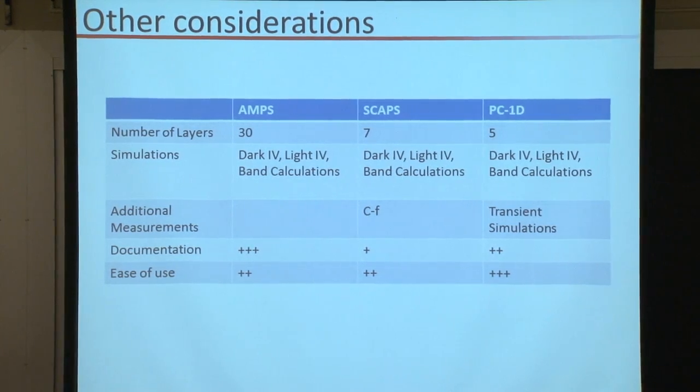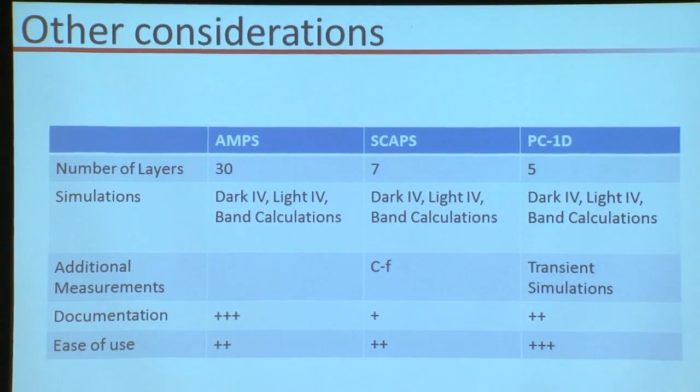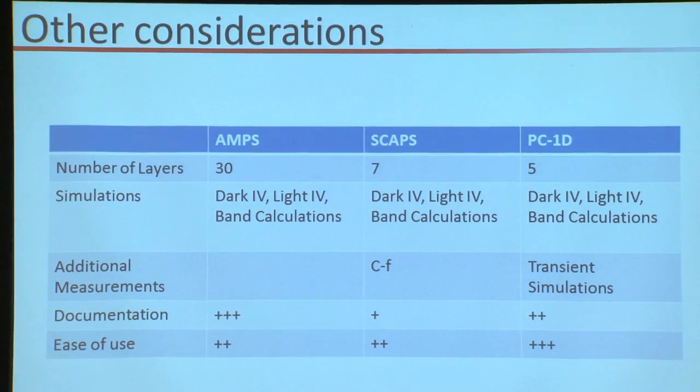Other considerations include the total number of layers that you can simulate. AMPS has an advantage in that you can simulate up to 30 layers. So if you have graded materials, it's a good approximation to be able to simulate 30 layers. They all pretty much do the same basic set of simulations, including simulating under dark conditions, under illuminated conditions, and band calculations. SCAPS and PC1D also allow for additional measurements, like capacitance as a function of frequency or as a function of voltage, which is very nice for physics.